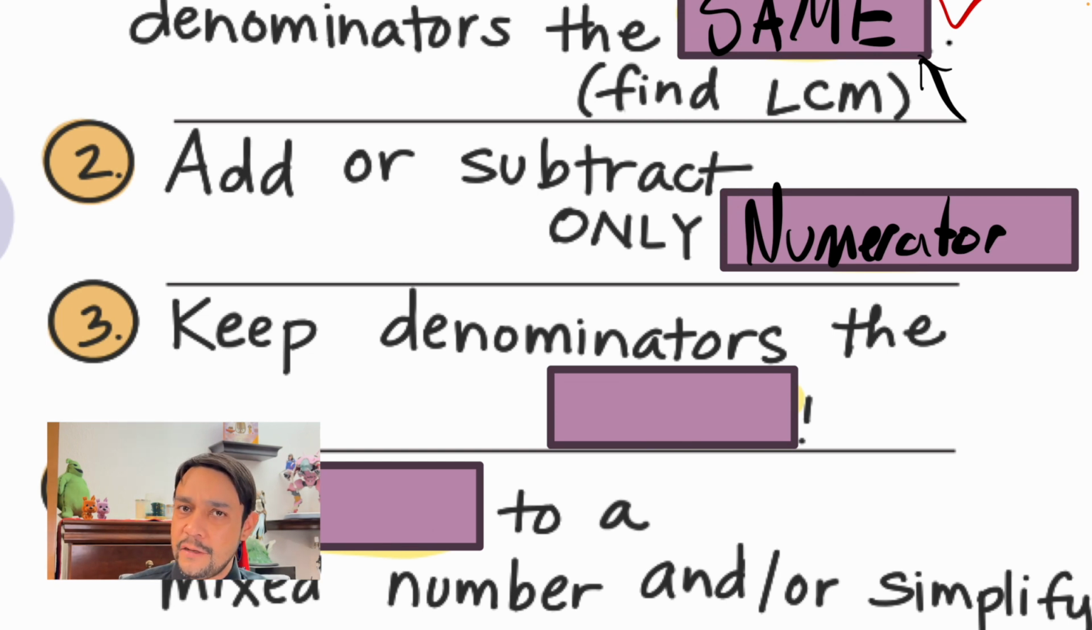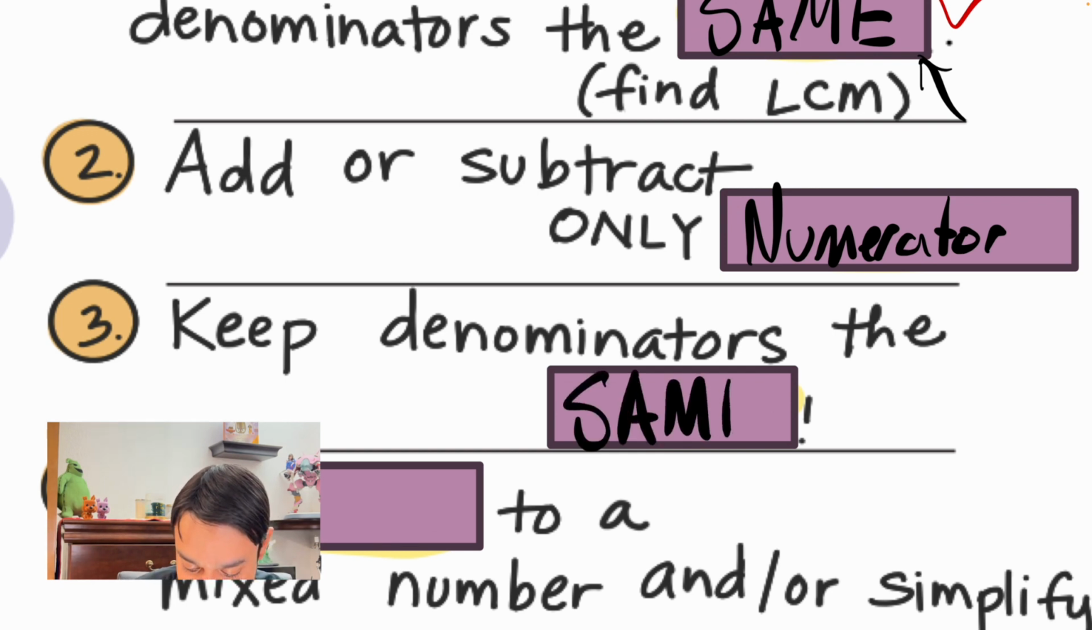Alrighty, easy peasy. Step three, keep denominators the same. Always remember, even in your answer and in your problem, our goal is to keep those denominators the same and add the numerators.